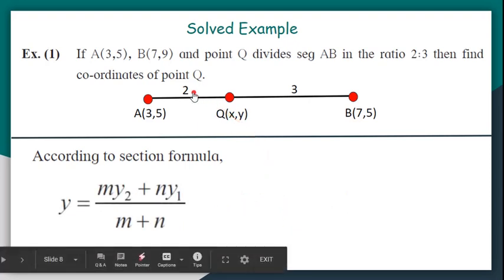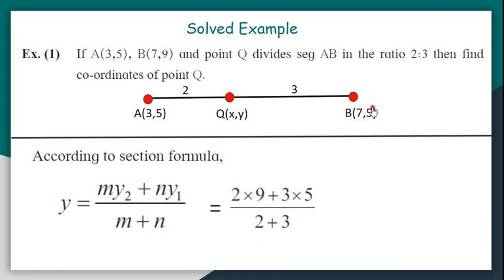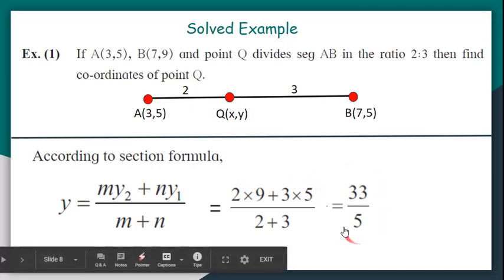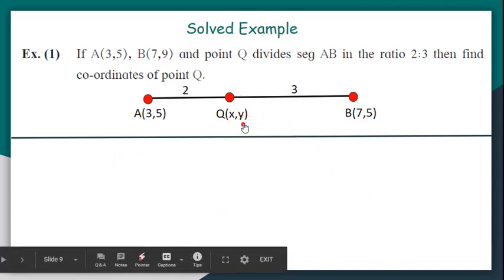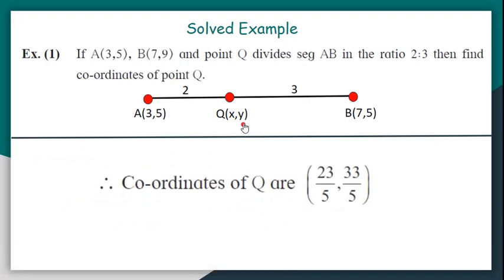Again, m into y2. So it is 2 into 5. That is, 2 into 9, I am sorry, the question here was 9. So 2 into 9 plus 3 into 5 divided by 2 plus 3. 2 into 9 is 18, 3 into 5 is 15, 18 plus 15 is 33. So 33 upon 5. So you got the value of x, you got the value of y. And the final answer is the coordinates of Q are 23 upon 5 and 33 upon 5.